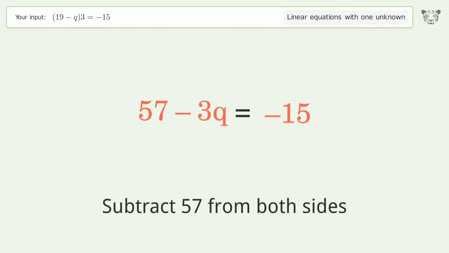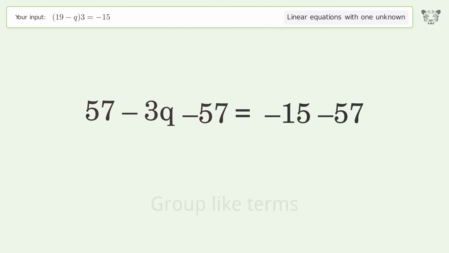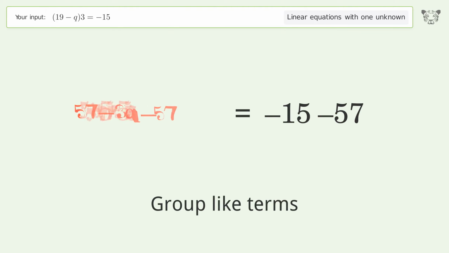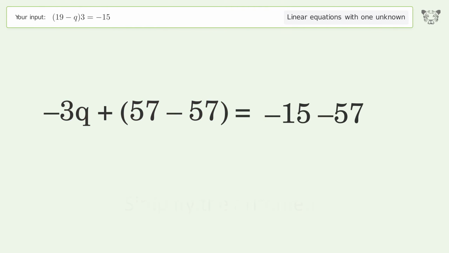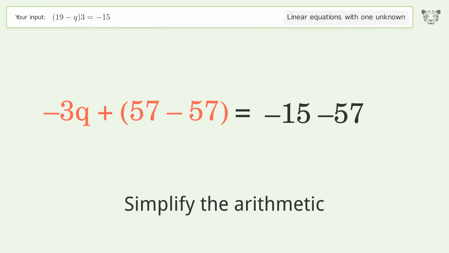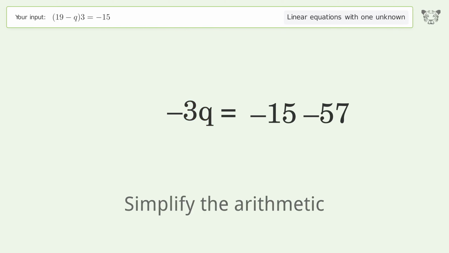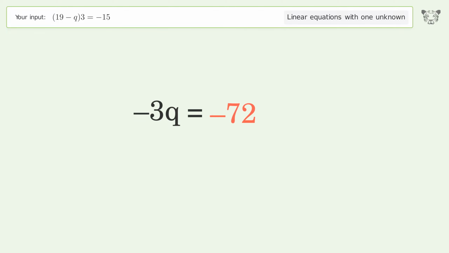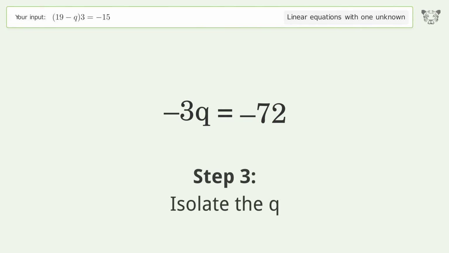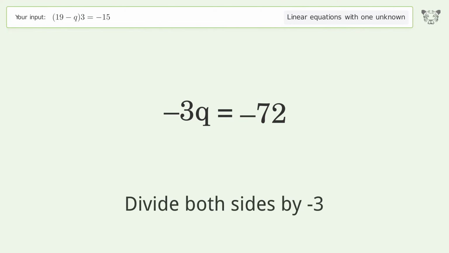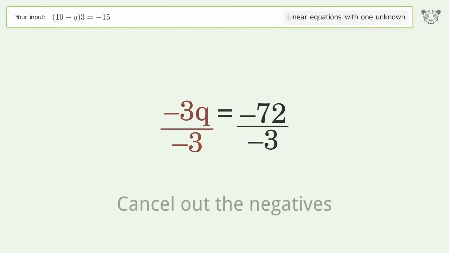Subtract 57 from both sides. Group like terms. Simplify the arithmetic. Isolate the q. Divide both sides by -3. Cancel out the negatives.